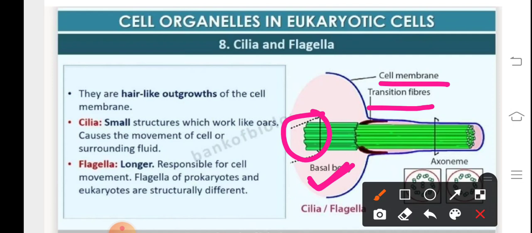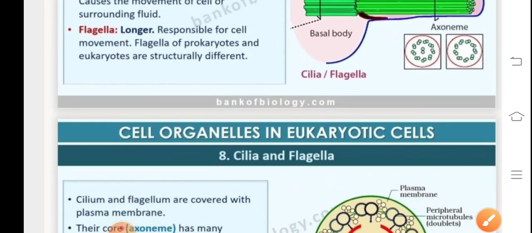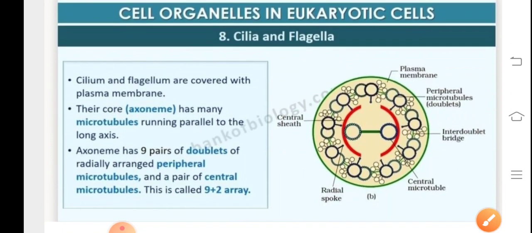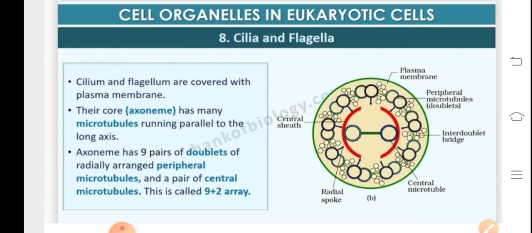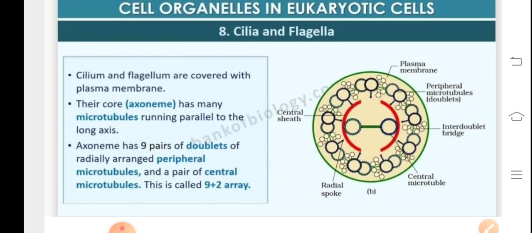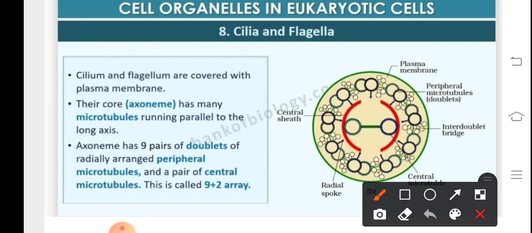The shaft is a hair-like outgrowth of the flagella, and on the outer side, which is actually the extension of the plasma membrane, it is covered by a sheath. Talking about the axoneme. The axoneme is the central core of cilia and flagella. What we can see over here is the diagrammatic representation of the axoneme.